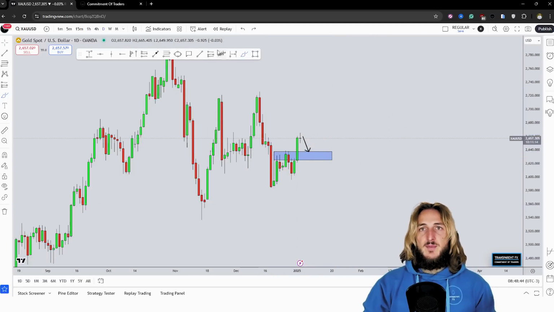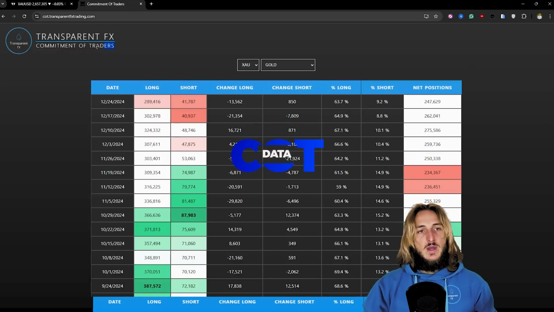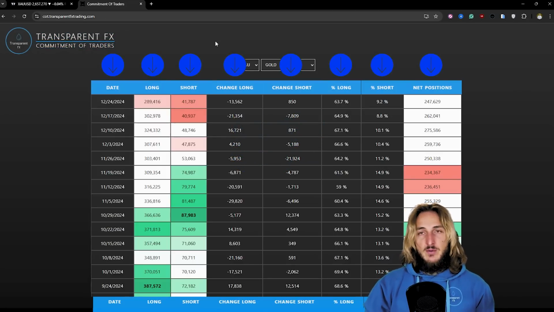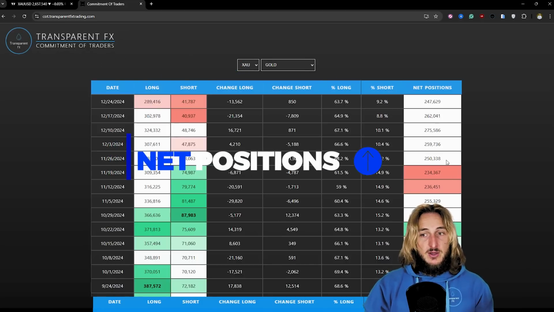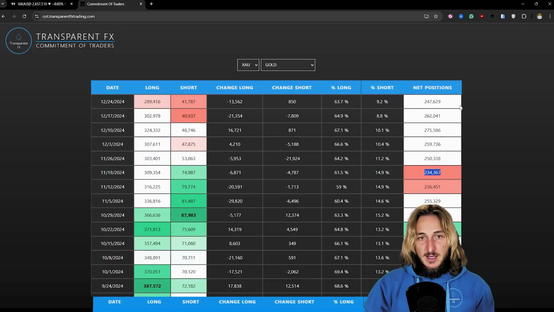Now, speaking about institutional longing, let's see what we have when it comes to the commitment of traders, so what the big players in the market are doing. If we look at the data precisely for gold, what we can see is that with the last reports, net positions have been increased. We went from 234K to 247K net positions.